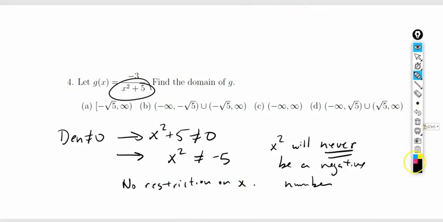Now, if this problem had been that, there would be a restriction on x, because x would not be allowed to be the square root of 5 or the negative of the square root of 5, because then when you square those, you get 5 minus 5, which is 0. But that's not the problem here. So don't confuse it with this problem. This one does have restrictions. That one doesn't. There's no restriction on x.